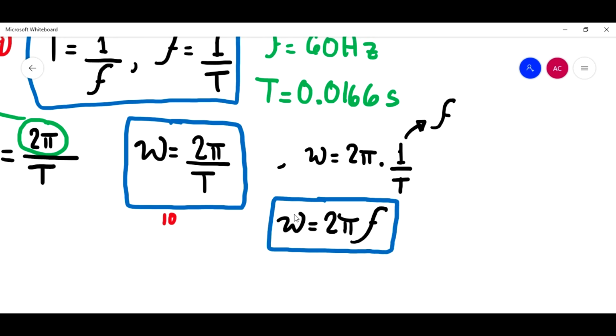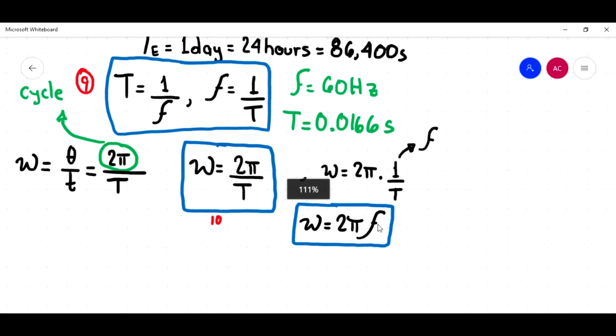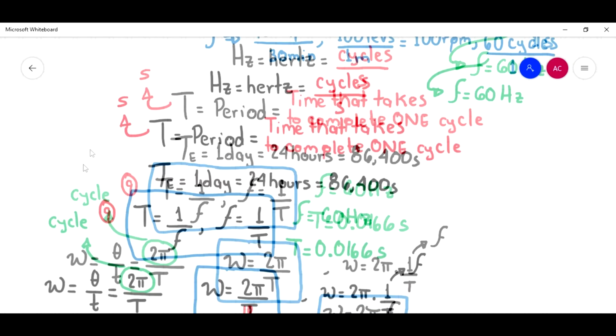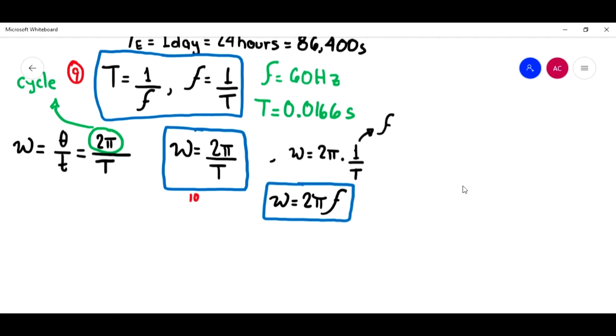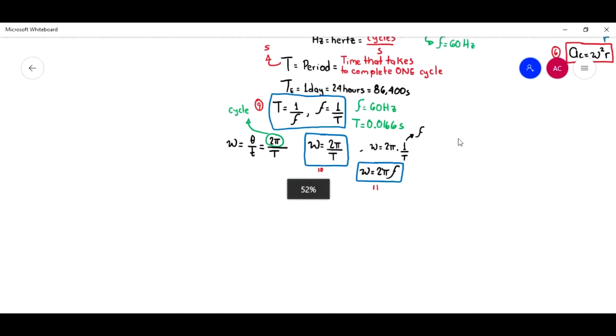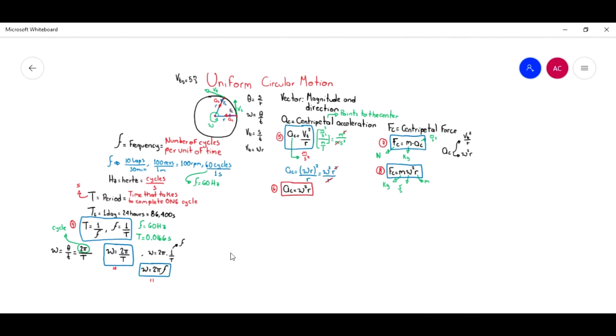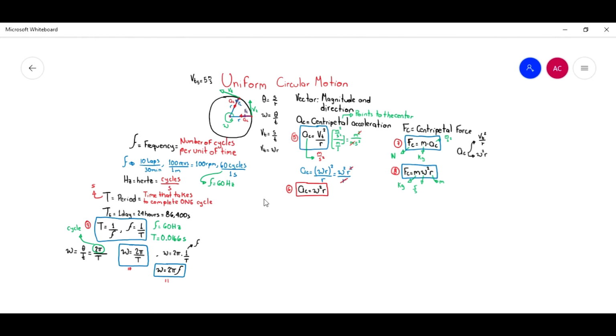Remember that the units for frequency must be the official units, which are hertz, cycles per second. So this is going to be equation number 11. And guess what? This is the complete explanation for the uniform circular motion. In the next videos, we are going to use all these equations in order to solve problems. And I hope that you can see that it's not as difficult as it seems.